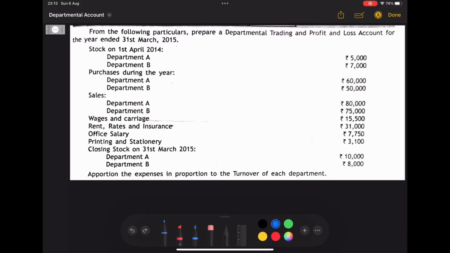Hello everyone. Today we are going to solve a problem on departmental accounting. Before solving the problem, we are going to understand the question.